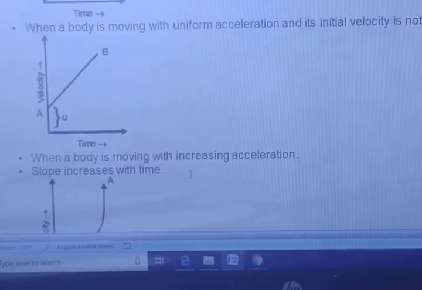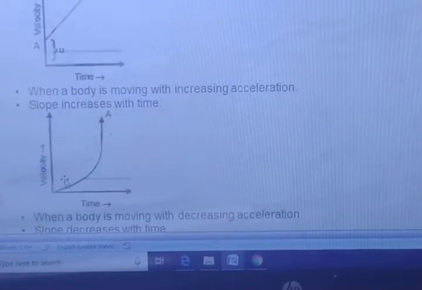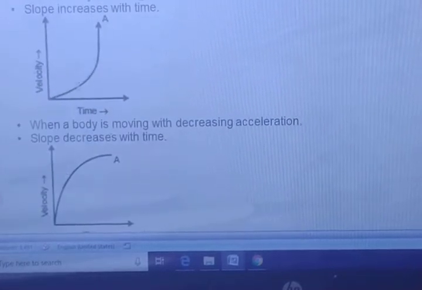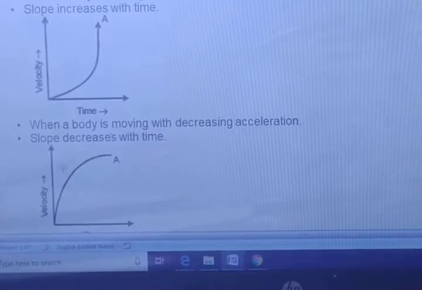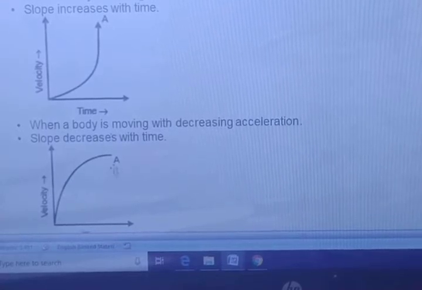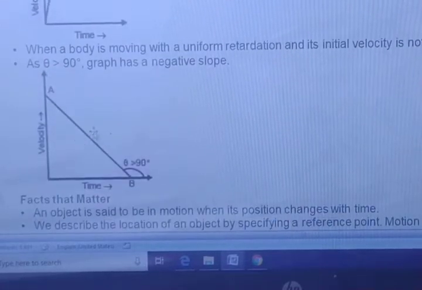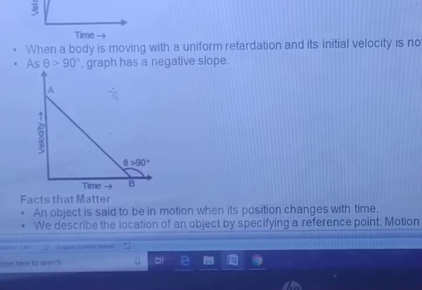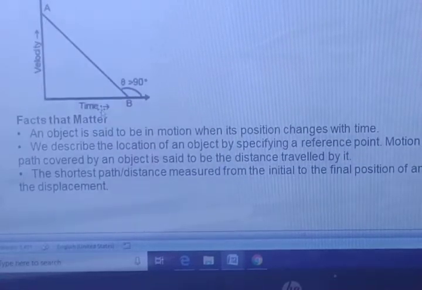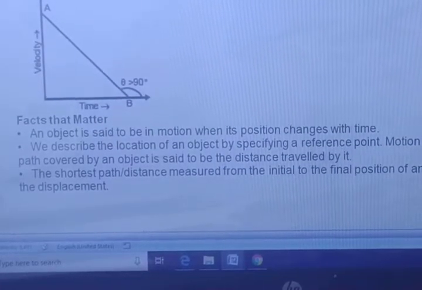When the body is moving with increasing acceleration, the slope increases with time. When a body is moving with decreasing acceleration, the slope decreases with time. When a body is moving with a uniform retardation and its initial velocity is not zero, as the angle is greater than 90 degrees, the graph has a negative slope.